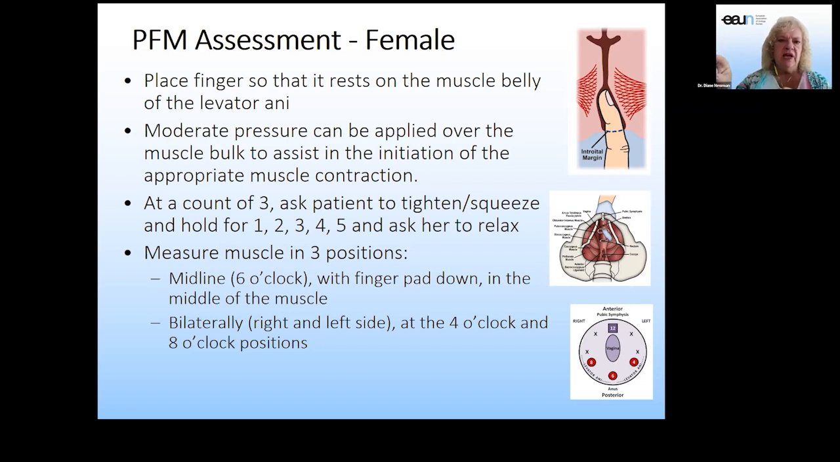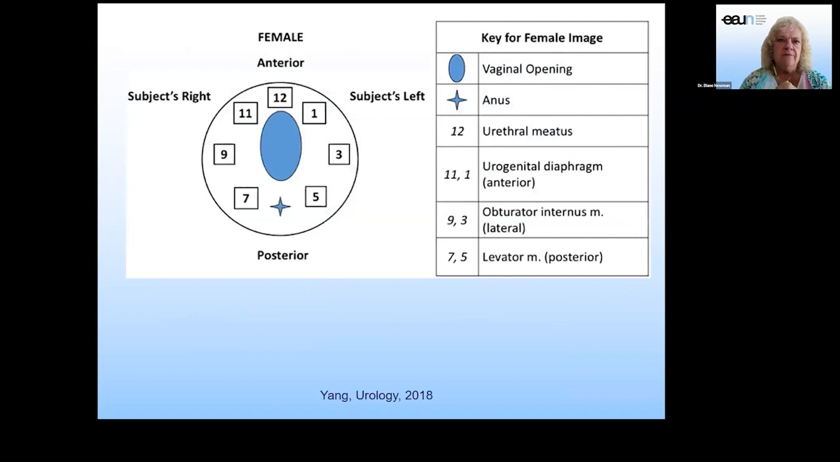We're doing it midline at the 6 o'clock, and that's why you see a picture here, with the finger pad down in the middle of the muscle, and then we're doing on the right and the left side, 4 o'clock and 8 o'clock. The MAP Research Consortium, which has published quite a bit, and that's the consortium for looking at chronic pelvic pain in men and women, has published this. And I actually use this also in my practice for pain.